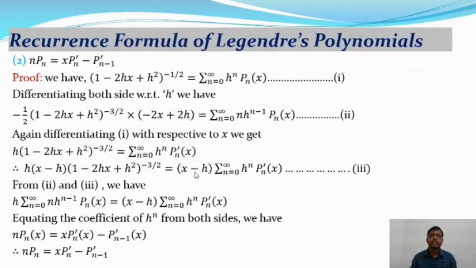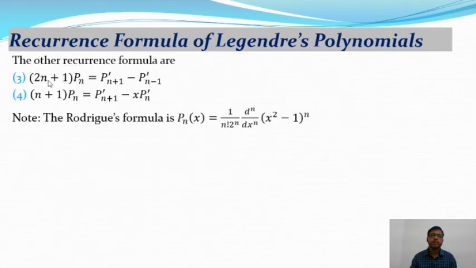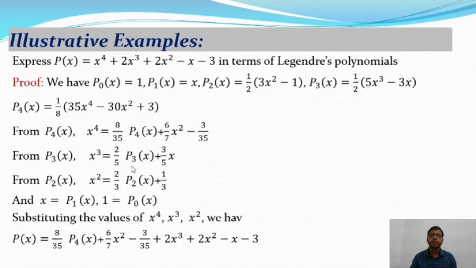Similarly, we can find some more recurrence formulas of Legendre polynomials, and they are (2n plus 1) Pn is equal to P(n plus 1)' minus P(n minus 1)', and (n plus 1) Pn is equal to P(n plus 1)' minus x Pn'. And then the Rodrigues formula of the Legendre polynomials will be Pn(x) is equal to 1 by n factorial into 2 to the power n, the nth order derivative, that means d^n by dx^n of (x square minus 1) whole to the power n. This is called the Rodrigues formula for the Legendre polynomials. After that we will discuss some related examples on Legendre polynomials.